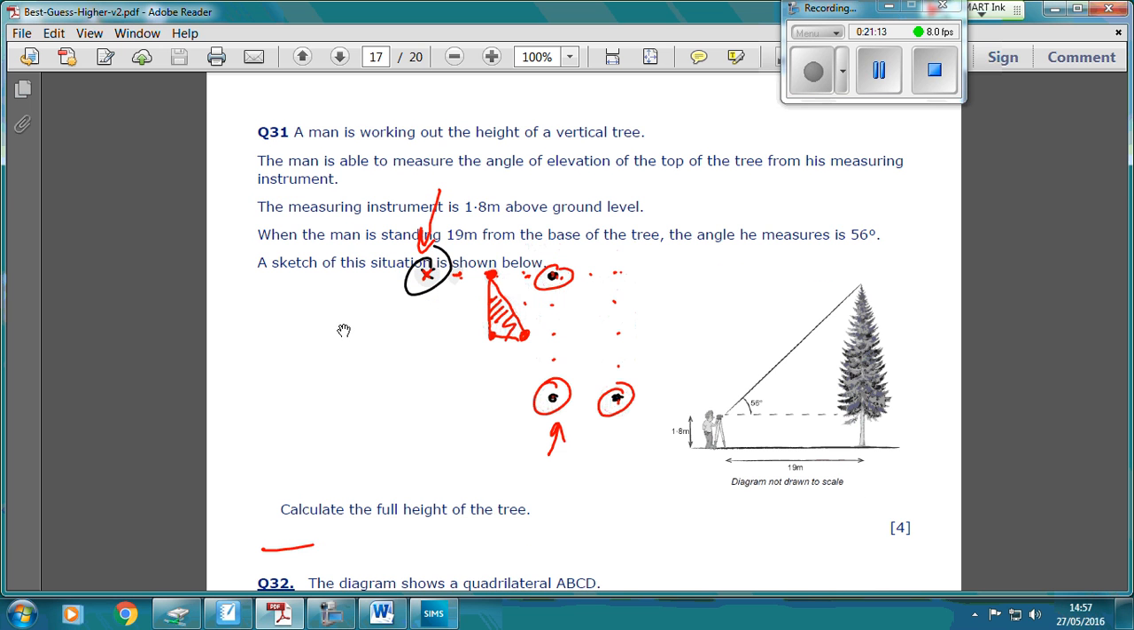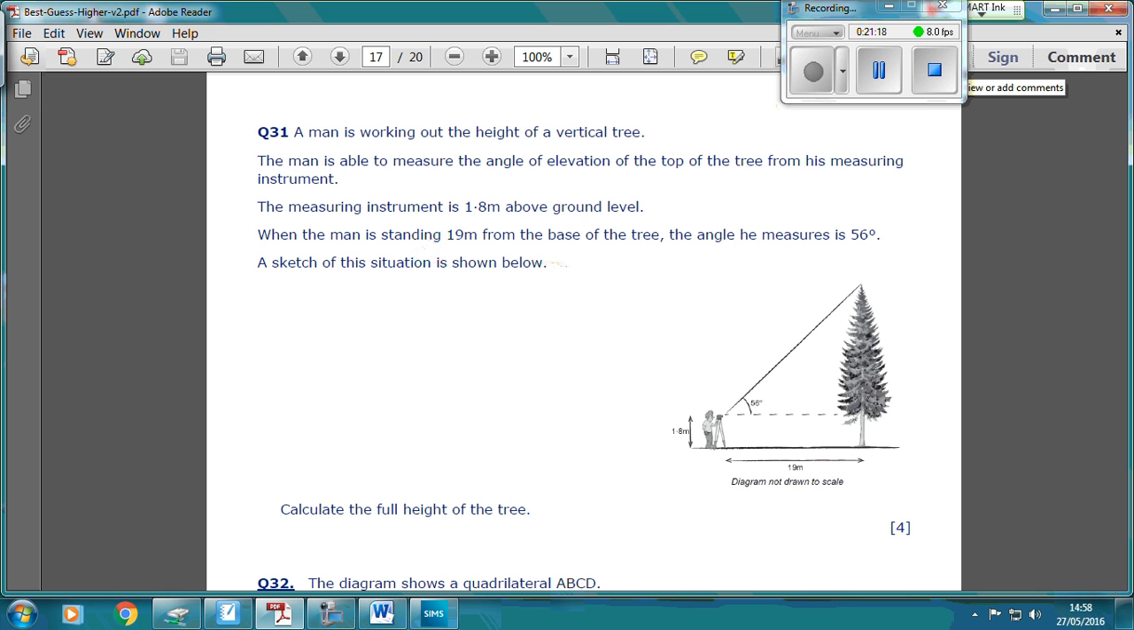Question 31, and it looks like here, just by looking at it, even before we read any of the question, we've got a right-angled triangle here. And we've got 19 meters there, and we've got an angle. So before I even read the question, I'm thinking it's going to be a trig question.